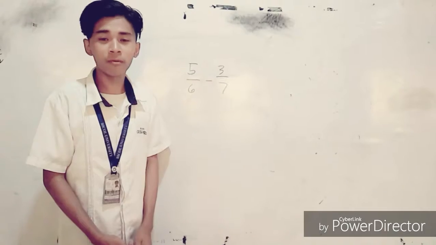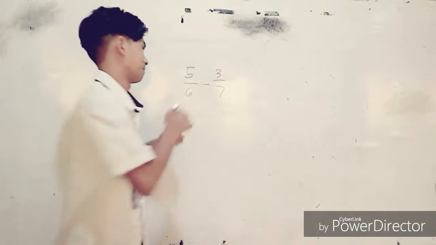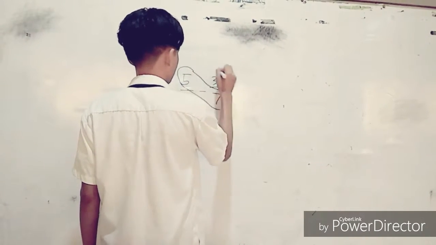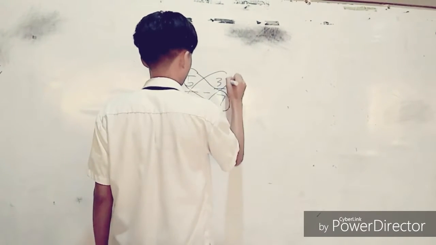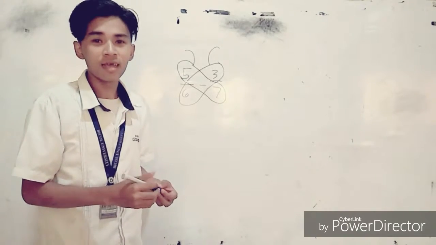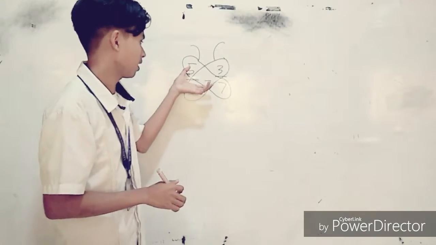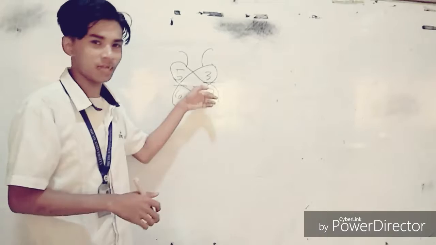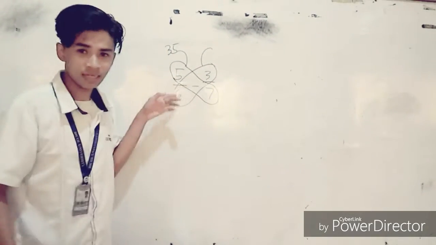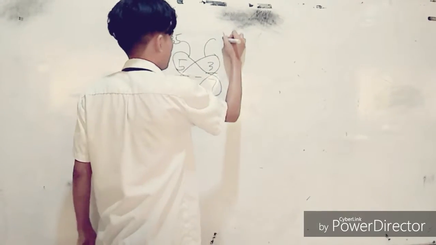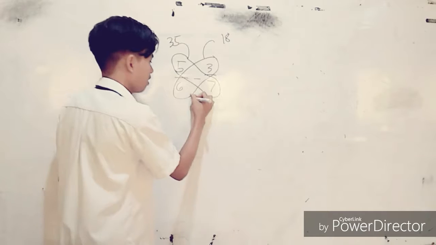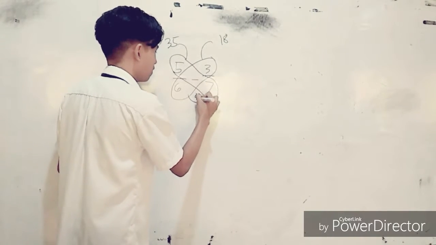So the next step, we will draw again a butterfly. After drawing the butterfly, we will multiply these two numbers again. So 5 times 7 is equal to 35. And 6 times 3 is equal to 18. And 6 times 7 is equal to 42.